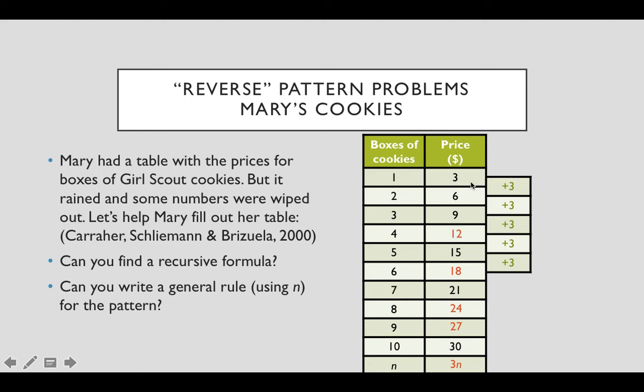And just to be sure, if we went down to no boxes of cookies and we subtracted 3 as we moved down, right? 12 minus 3 is 9, 9 minus 3 is 6, 6 minus 3 is 3, 3 minus 3 would be 0. That tells us we're not going to add anything. No addition, no subtraction. And you can see when we look at our rule, it's just take the number of boxes of cookies and multiply it by 3.